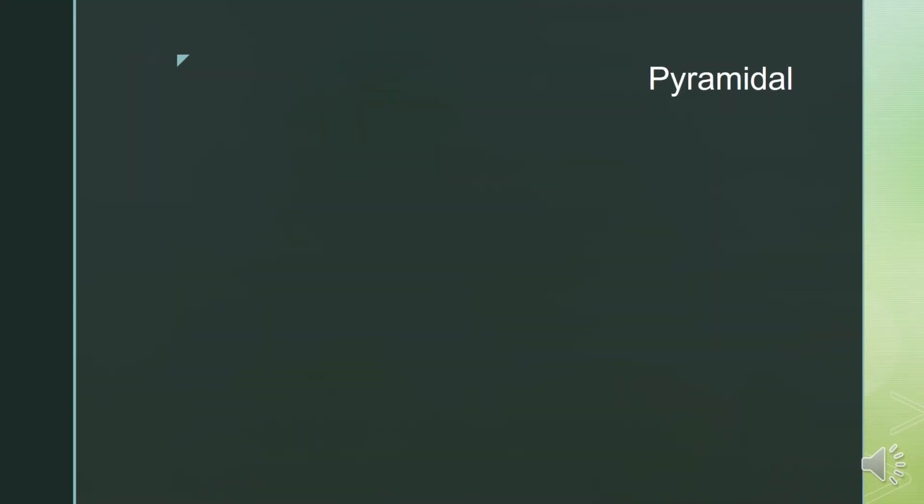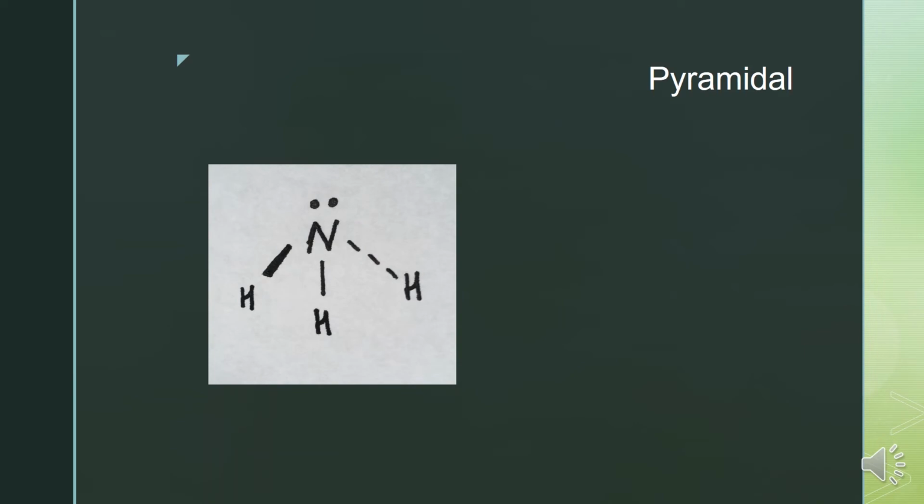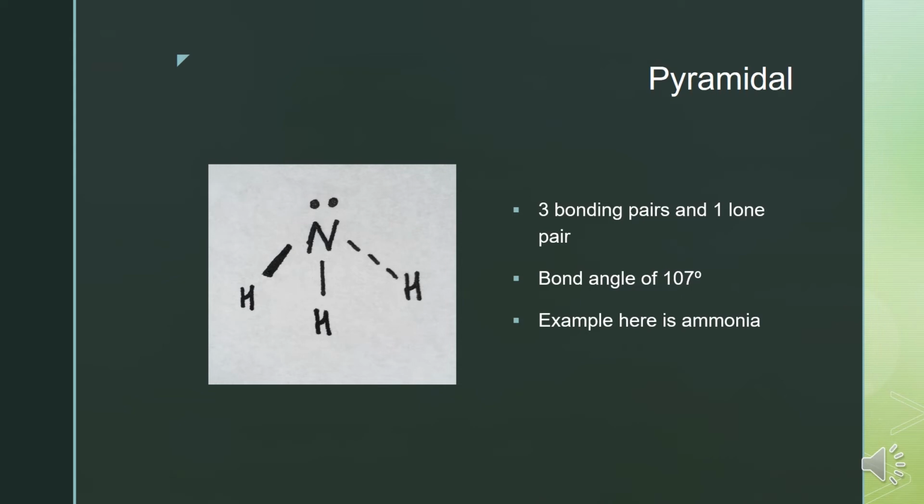The first one you need to know is pyramidal, which includes three bonding pairs and one lone pair of electrons. It is based on the tetrahedral shape, hence why it is also a 3D molecule. However, due to the lone pair, the bond angle is reduced to around 107 degrees. A common example is ammonia.